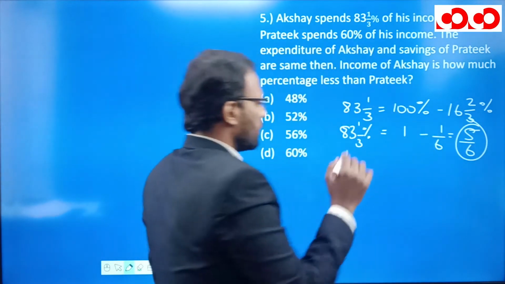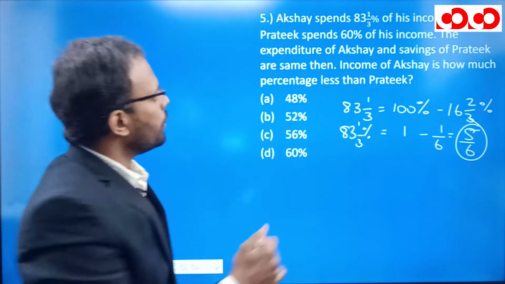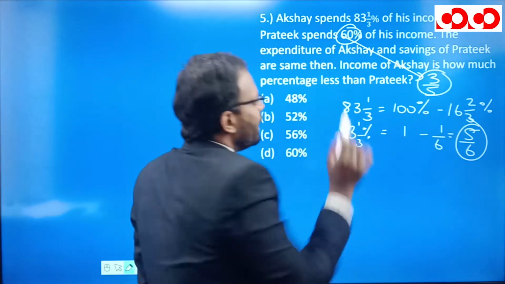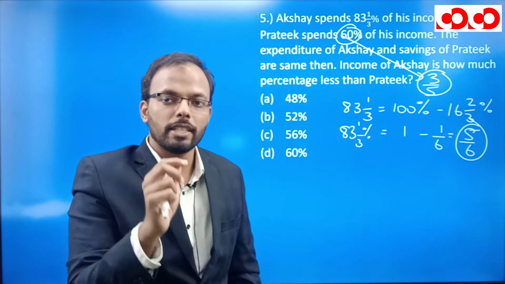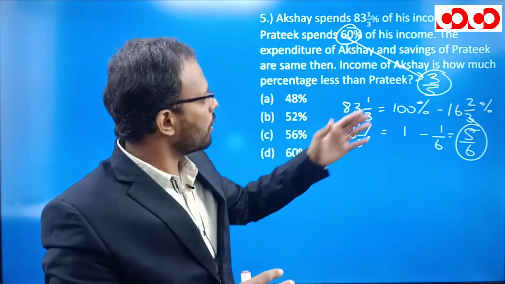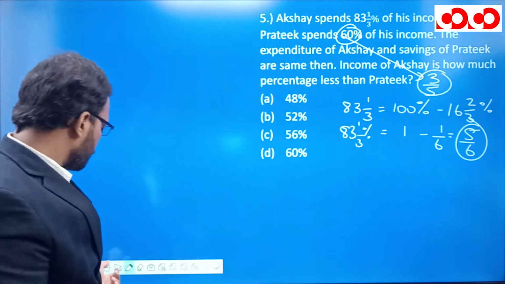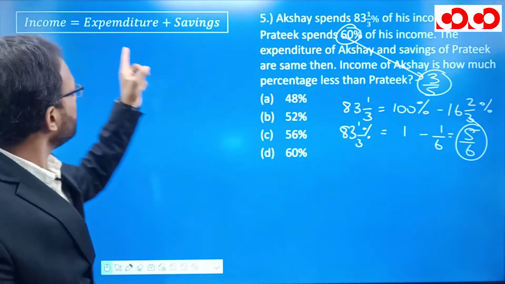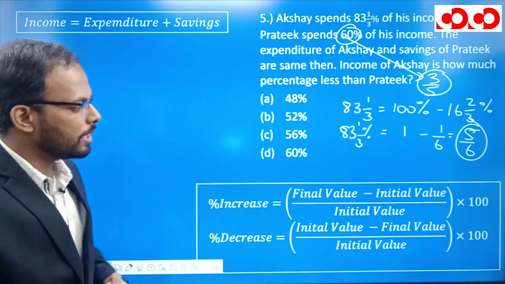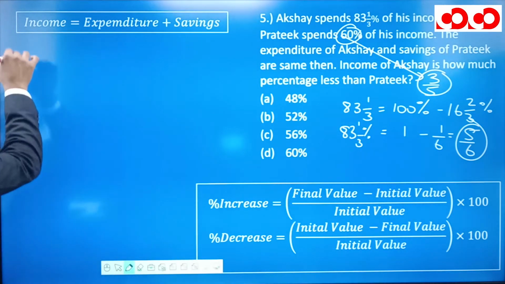As easy as that. Now we know the fractional value of 83 1/3, and we know that 60% means 3/5, because 20% is 1/5. So 60% is 3 times 20, so it will be 3/5. As easy as that. Or if you are getting confused, you can put 60 divided by 100, which is 3/5. Now we know that income is equal to expenditure plus savings, and we also know that the percentage increase and percentage decrease formulas are these two.